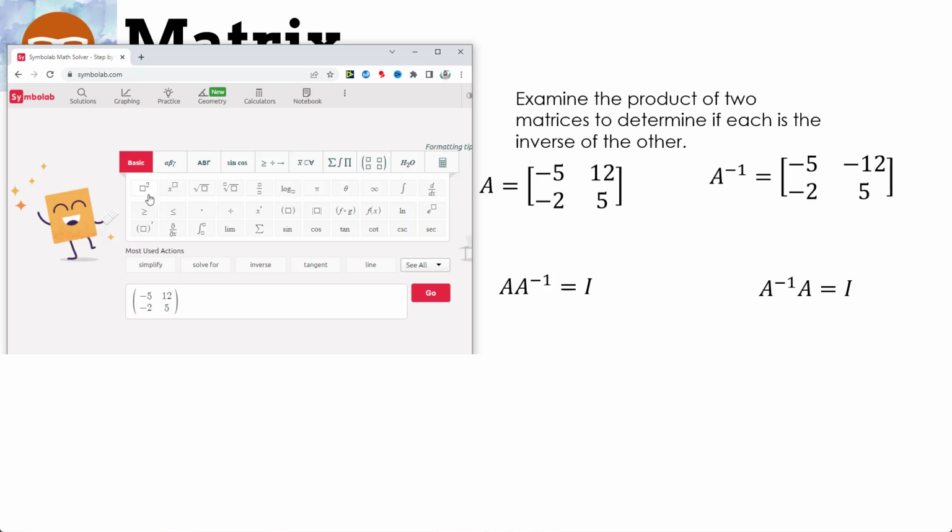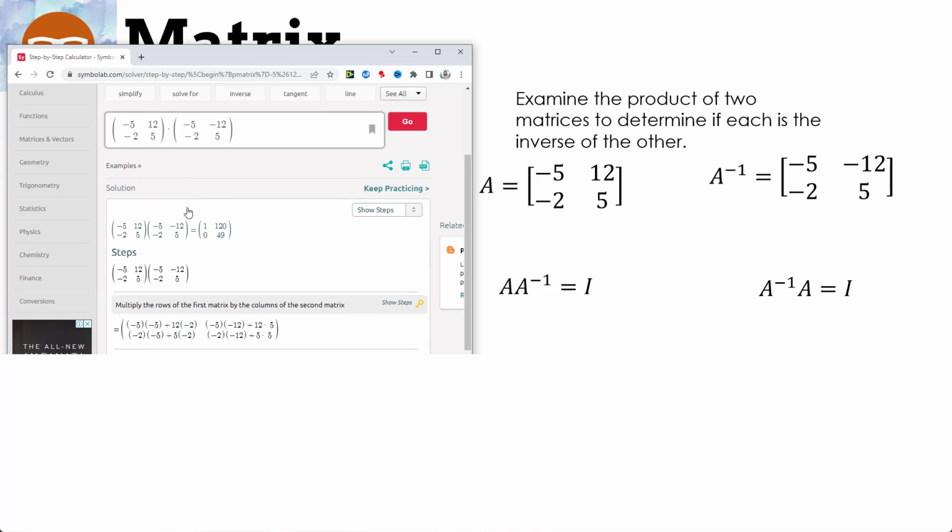We could go to basic and put a multiplication symbol there. I don't think it's necessary, but I like to put it there sometimes, just to make sure that Symbol Lab doesn't say, oh, sorry, we don't know what you're doing. All right, so let's go.